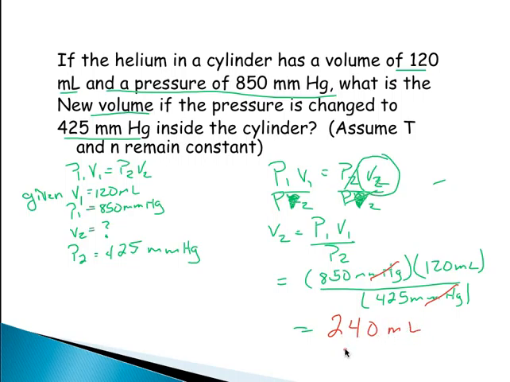Now, taking a moment to look, what happened to my pressure over here? I decreased my pressure by about a half. Remember, if I decrease pressure, volume should increase. If it decreases by a half, my volume should about double. And oh look, my volume did double, so I'm okay on my double check.